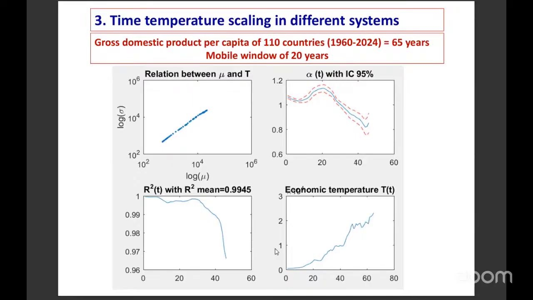The number of data is 110, and the idea is to run the time using a mobile window of 20 years. This value of the exponent, the exponent of the power law relation, is obtained using only 20 data of mean and temperature. But this is the difference.